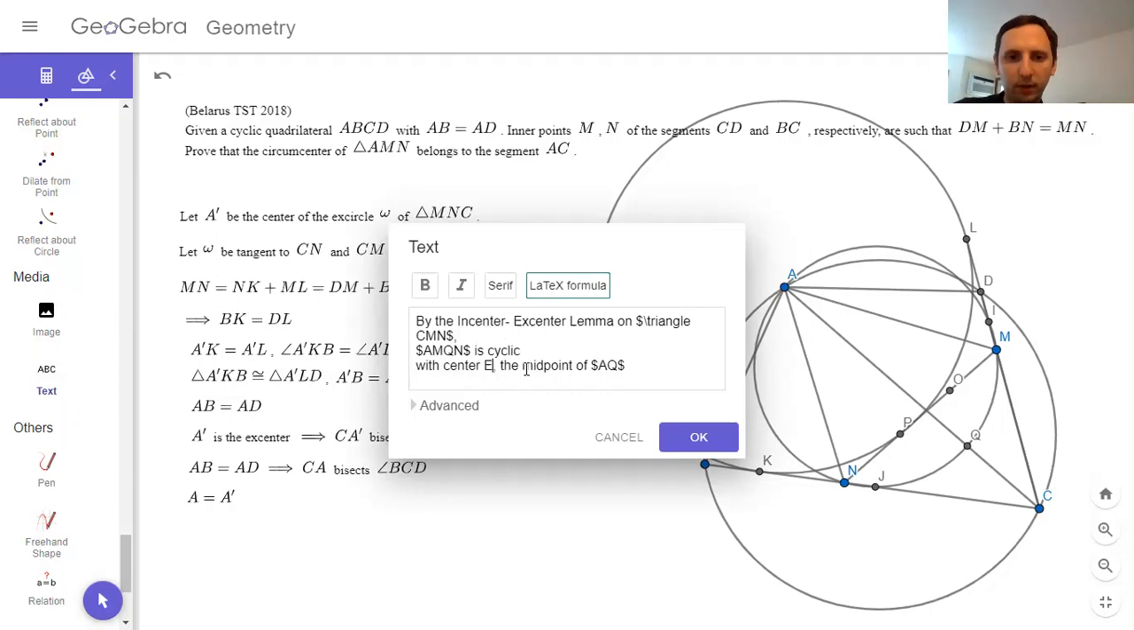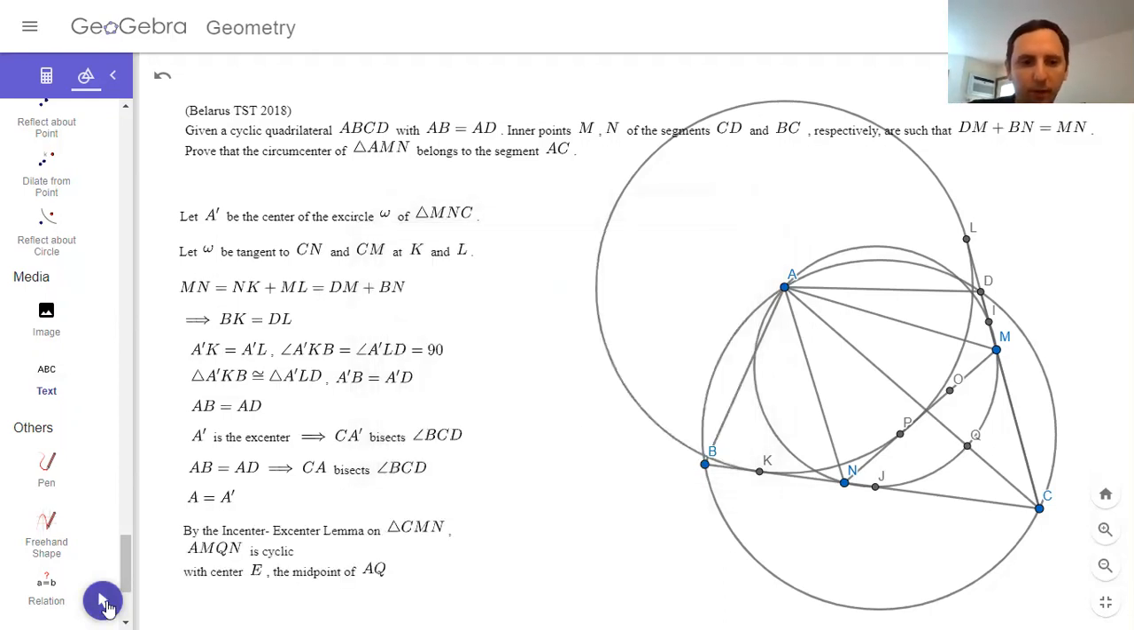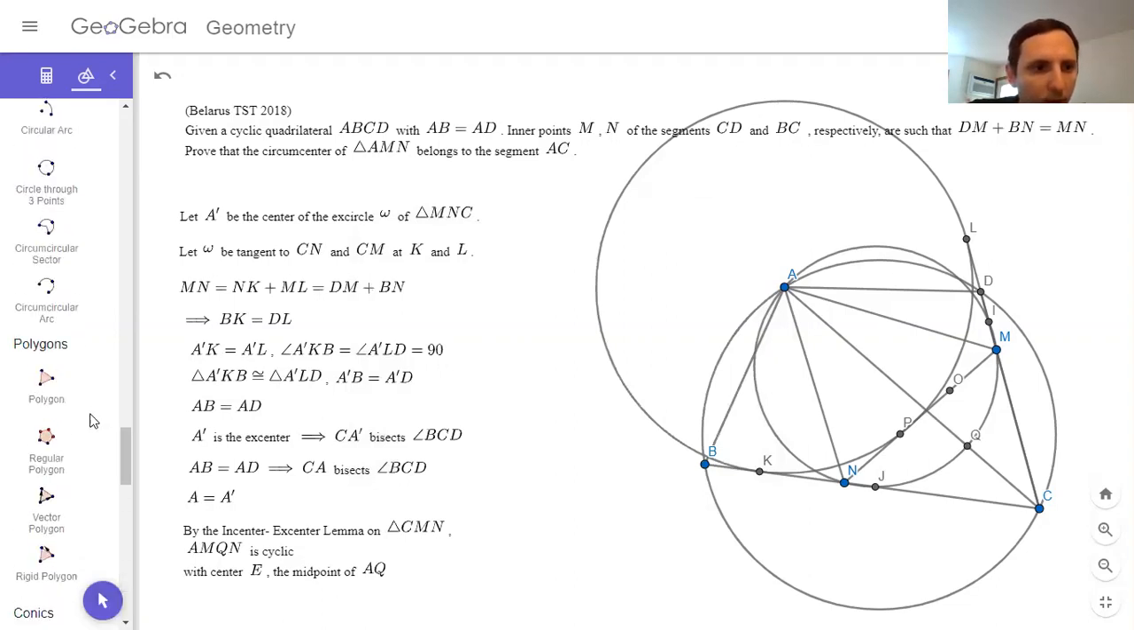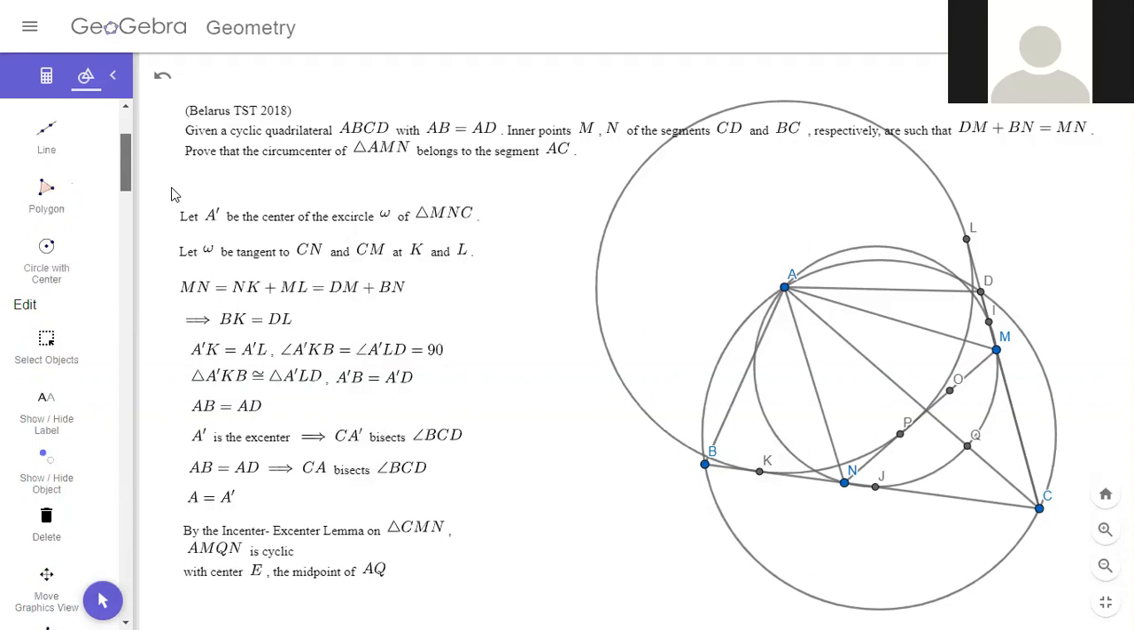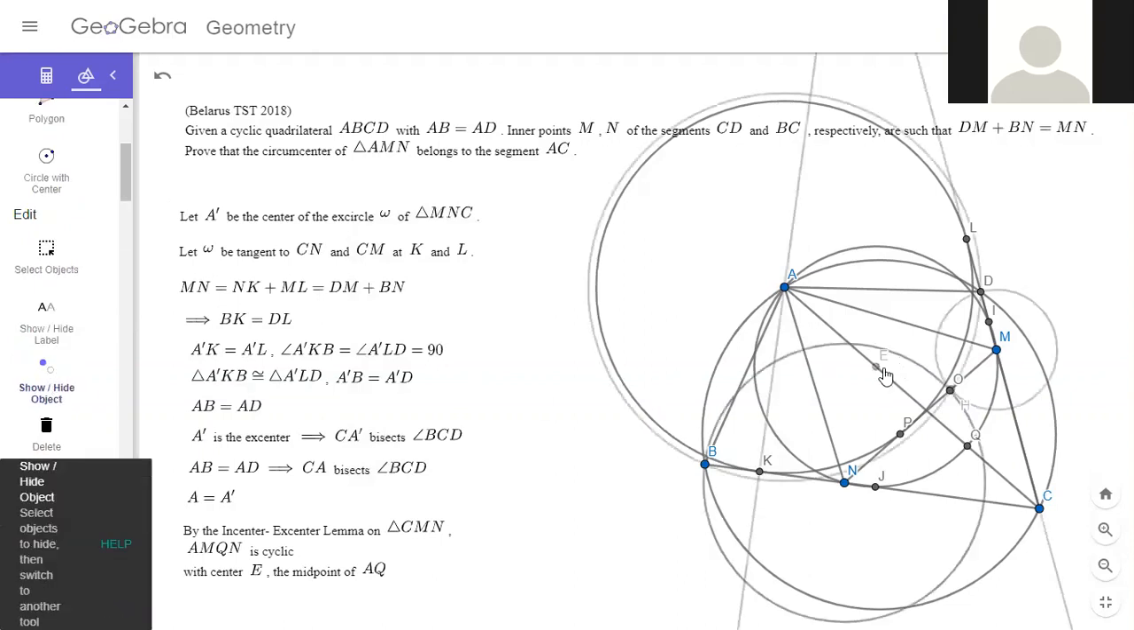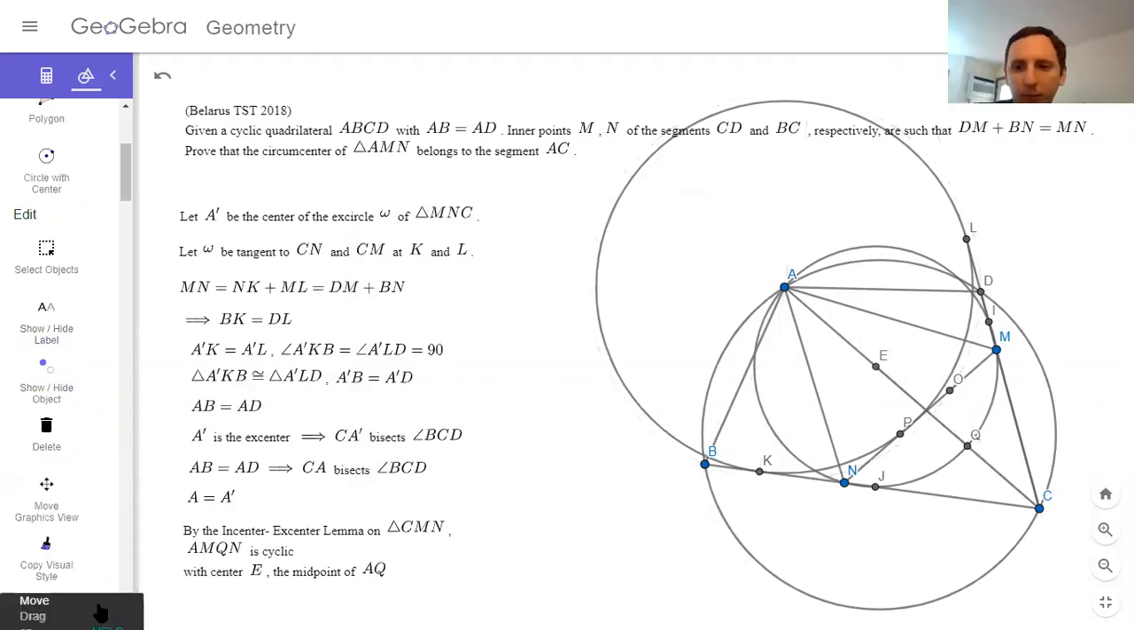All right, let's try at least one more problem before I finish. I'm just going to draw an E here. That solves the problem. All right.